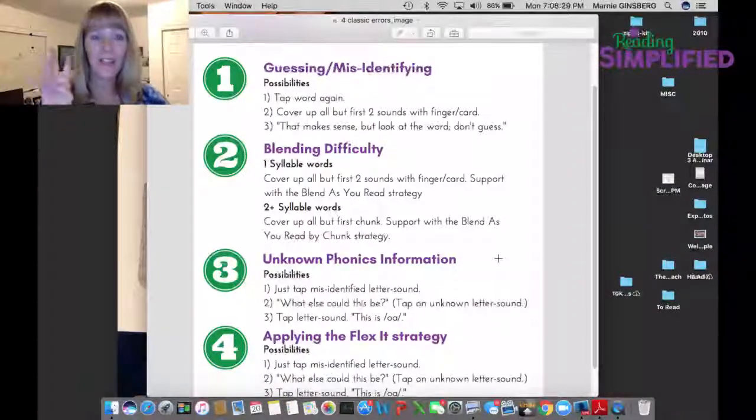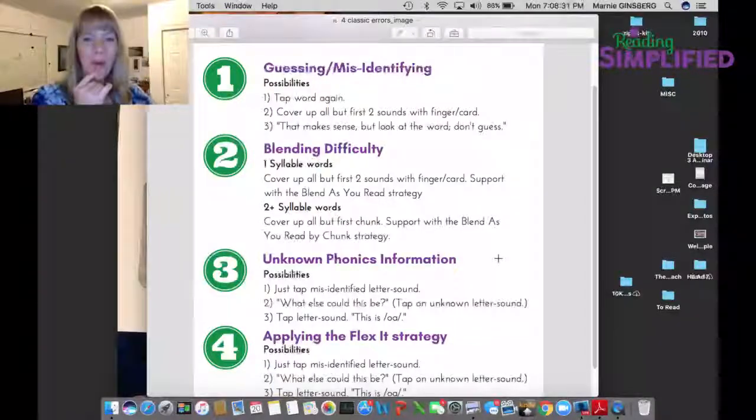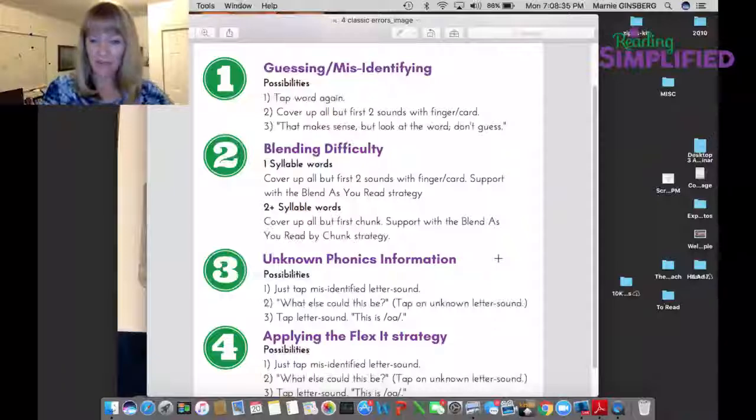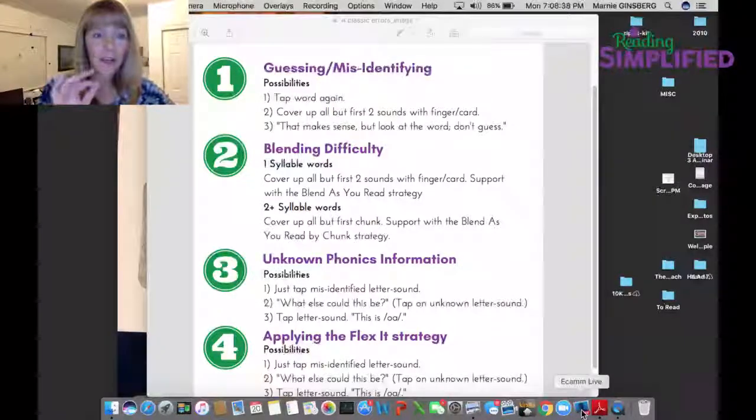Okay, so we've got these 4 types. Now, there's going to be a quiz, so pay attention, and maybe you'll want to make notes if you don't have this printed out immediately. Okay, so these are the 4 types of errors.